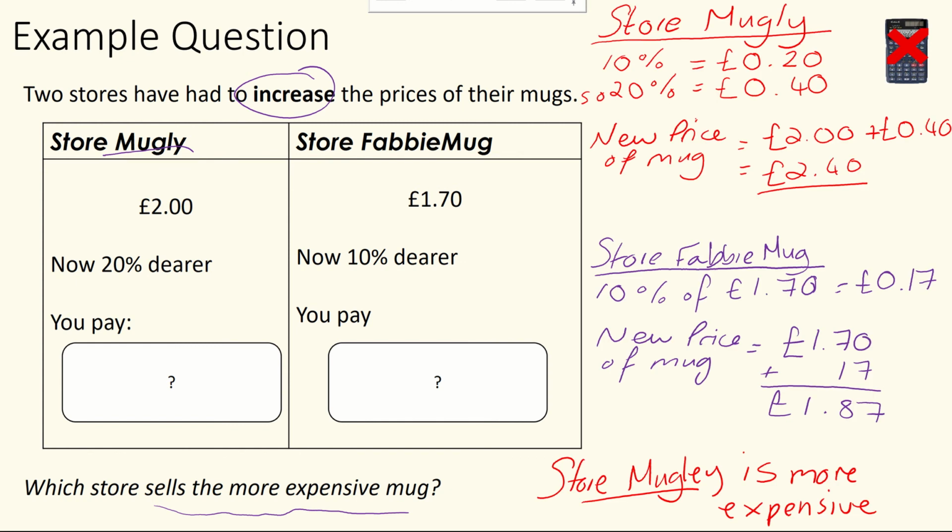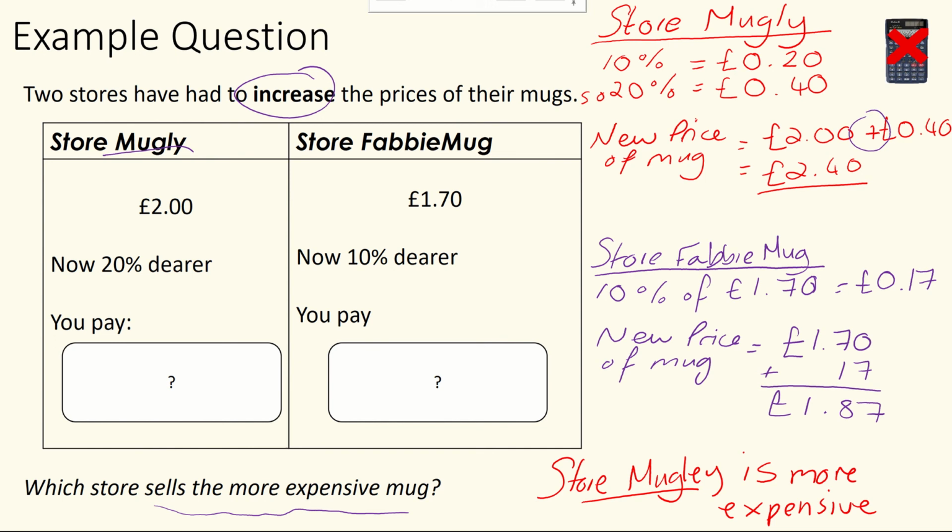Okay, here are my findings. So I'm going to start with Store Mugly. I found 20%, which was 40p. So the new price, if it was £2 before and now it's 40p more expensive, it means that I've added them together. So their mug was £2.40.